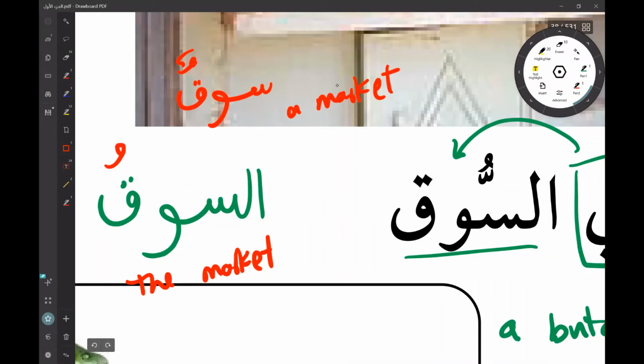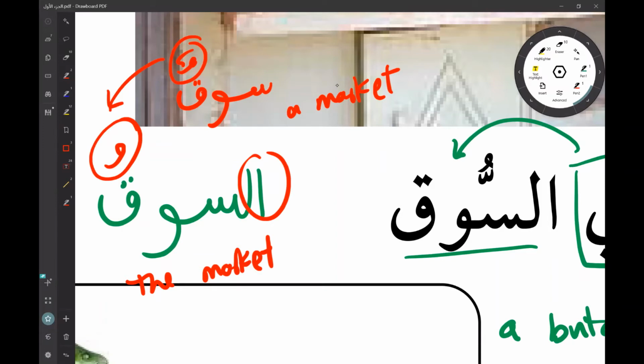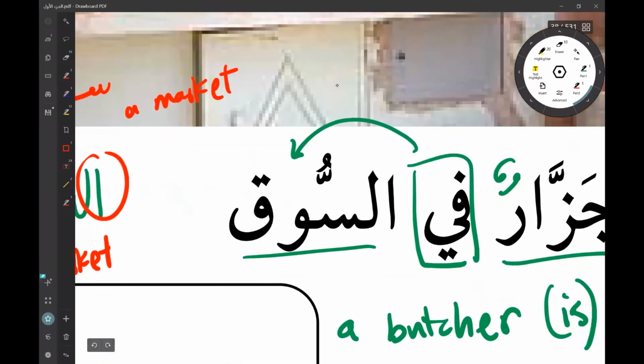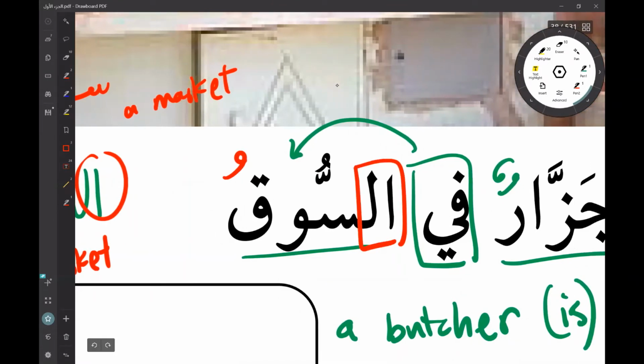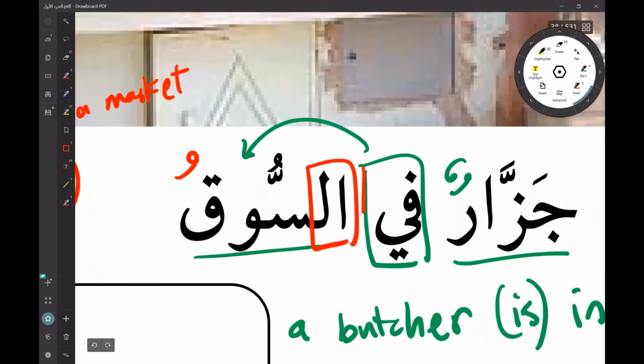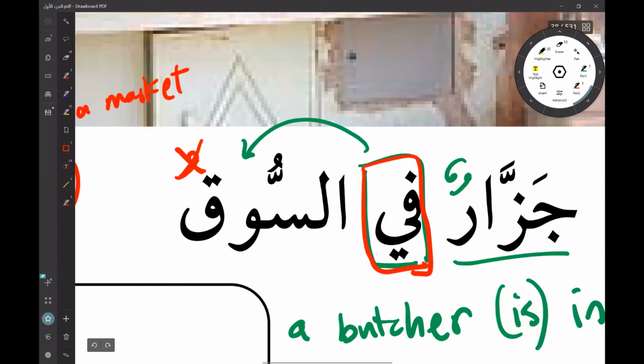So what's the difference? Obviously, we have alif lam and we have one dhamma. We don't have the tanween, right? It changes. So here it should be as-suqu, because we have alif lam. But the issue is when we have a preposition before the noun, then it impacts the word that comes after it, which is as-suq. How does it impact? We cannot have dhamma anymore. It changes to kasra.